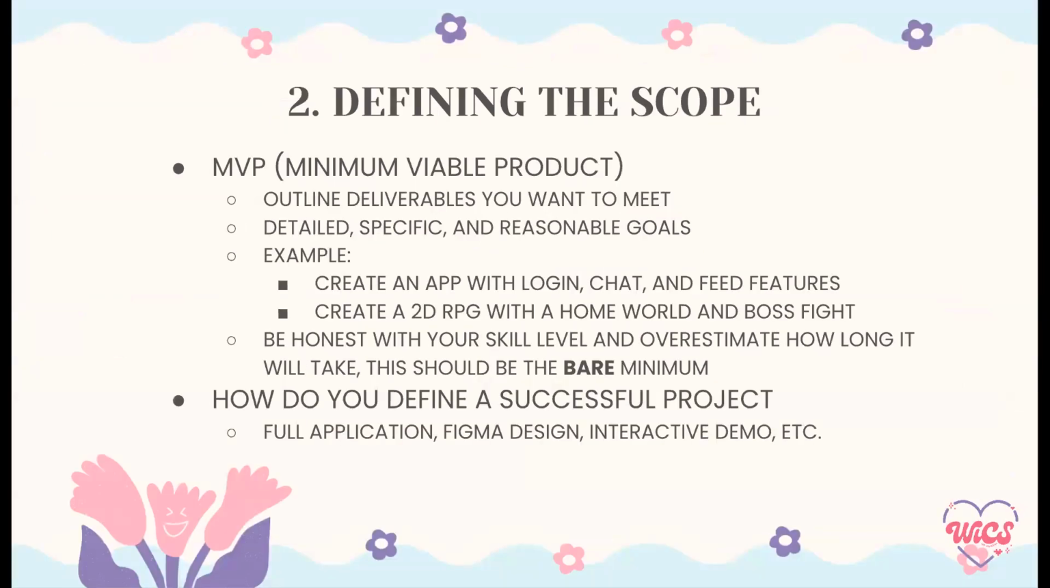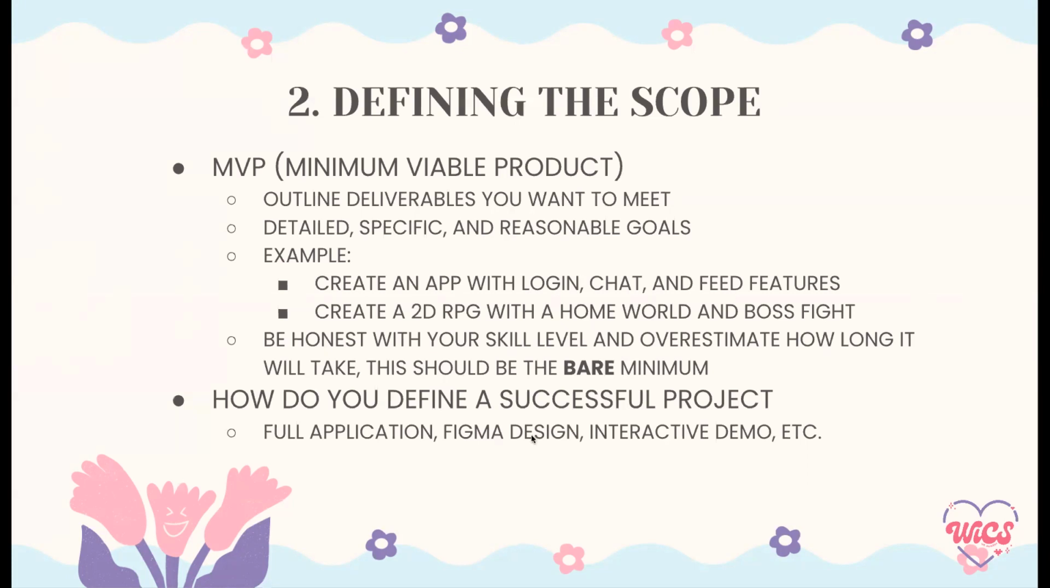Two, defining the scope of it. If you haven't used this before, minimum viable product is the idea of what is the bare minimum you want to accomplish by the end of the hackathon. So you want to outline deliverables. These are just key features. Say you're creating an app, you want to be like, I want a login page, I want sign up, I want profile matching, and then I want a home directory or something. And so these are specific and achievable goals.